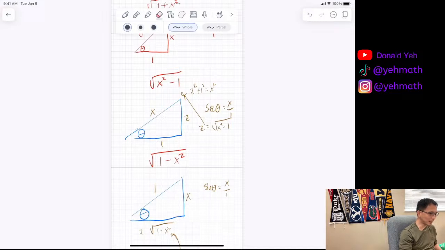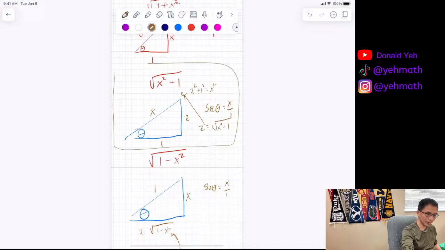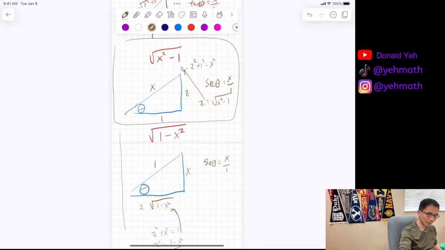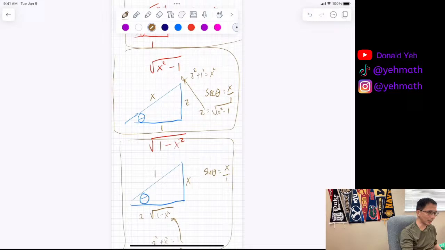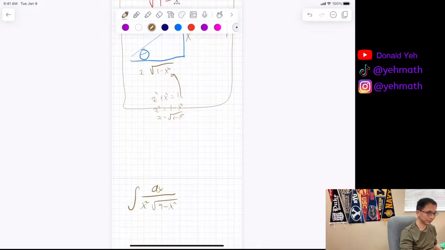You can just memorize this, or you can actually reason it out. I think some of you guys can reason it out to figure out this is this case, and this is this case, and this is the one I usually don't memorize. This one I just figure out like a puzzle.